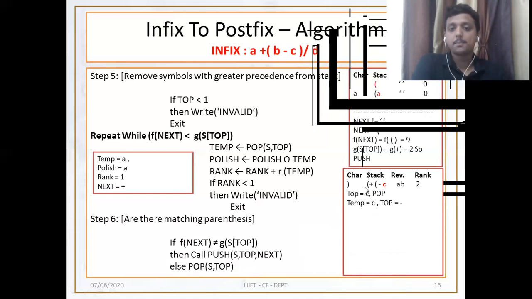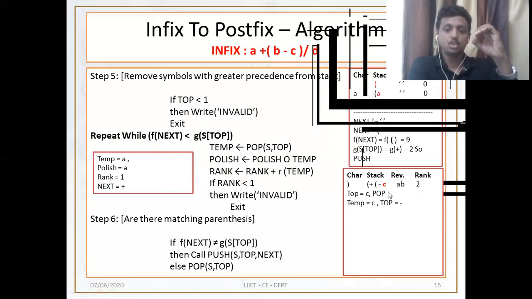See, here the closing bracket comes. Here we have opening, plus, opening, minus, C. Reverse polish contains AB. Rank is 2. Now top is pointing to C, so we need to pop it. The closing bracket comes. Now check step number 5. F of next, f of closing bracket is 0. And g of s of top, top pointing to C.